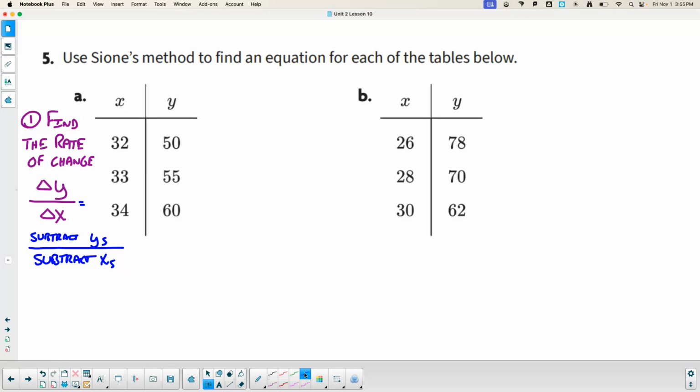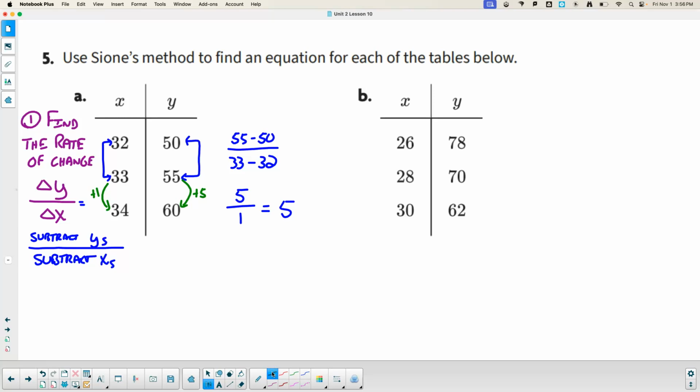Okay, so 55 minus 50 divided by 33 minus 32. 55 minus 50 is 5. 33 minus 32 is 1. So the rate of change here on this one is we're going up by 5. Or you could have seen here, because these are going up by 1, this is going up by 5. There is my rate of change there.